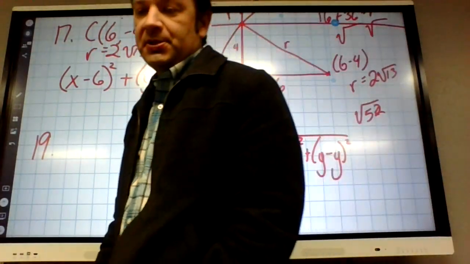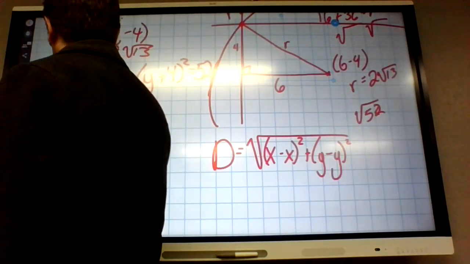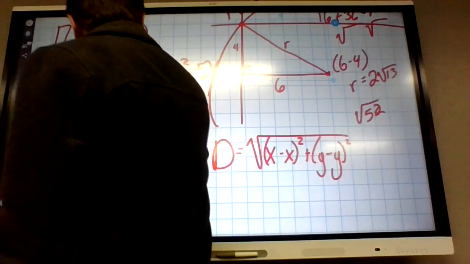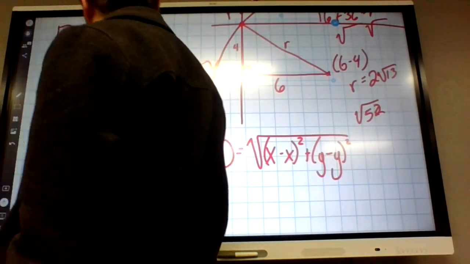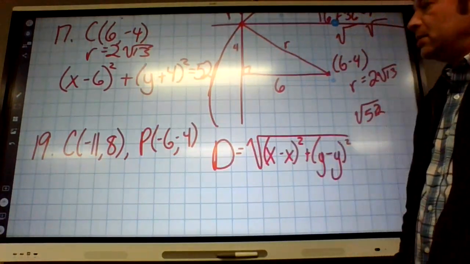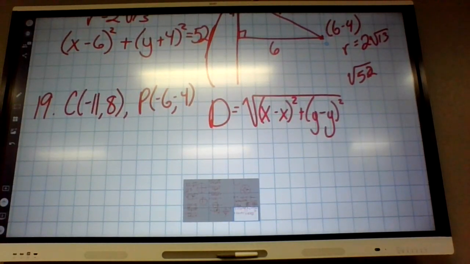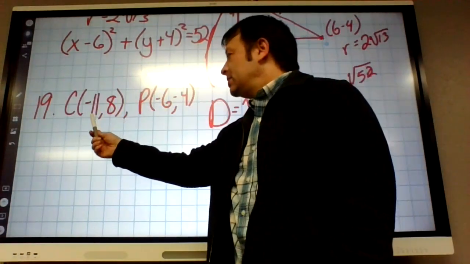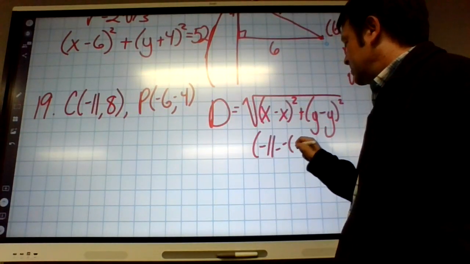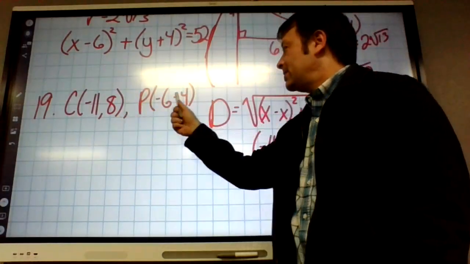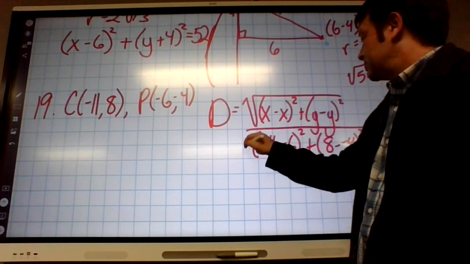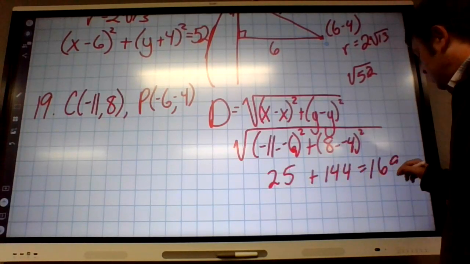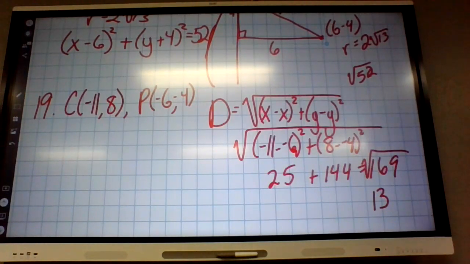On 19, the center is negative 11, 8. P is at negative 6, negative 4. If we can find the distance between the center and a point on the circle, that would give us the radius. So I'm going to use the distance formula. You guys remember how this works? Negative 11 minus negative 6 squared plus 8 minus negative 4 squared, and then the square root of all that. 25 plus 144 is 169, so the radius is 13.